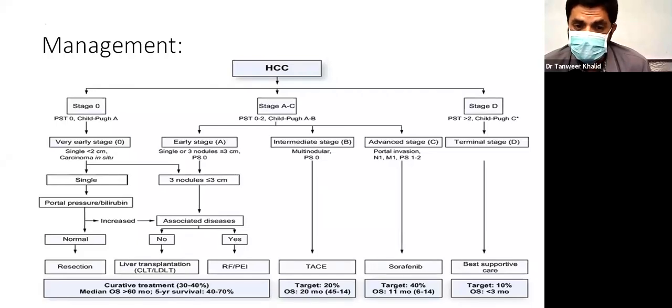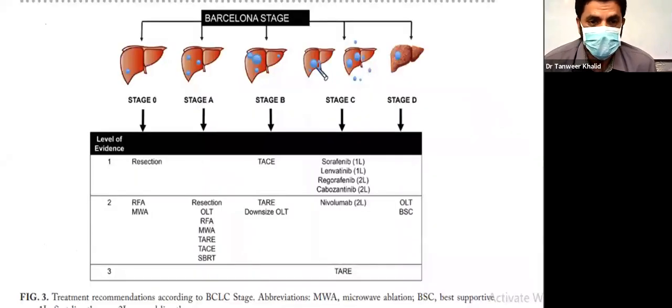Stage B is the intermediate stage, that is the multinodular phase. Stage C is the advanced stage. There is portal invasion and vascular involvement. Then we give sorafenib, which is the systemic agent. And for the terminal stage D, the treatment is best supportive care. We cannot do anything for the primary disease, but we do only best supportive care.